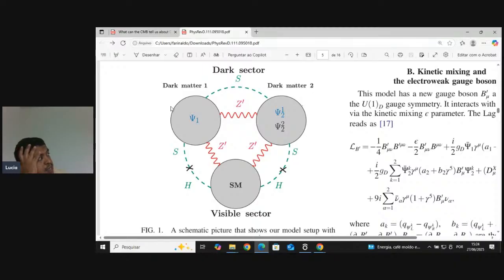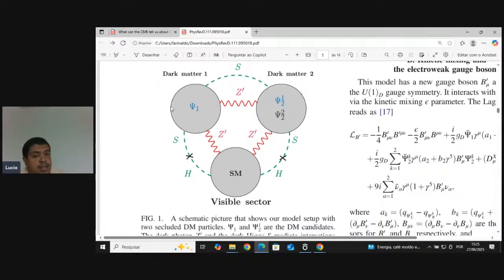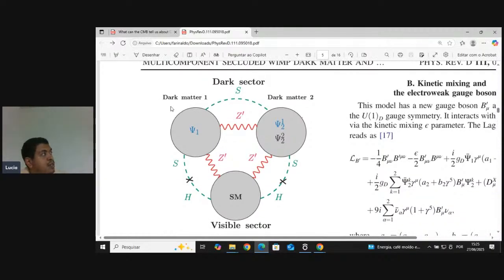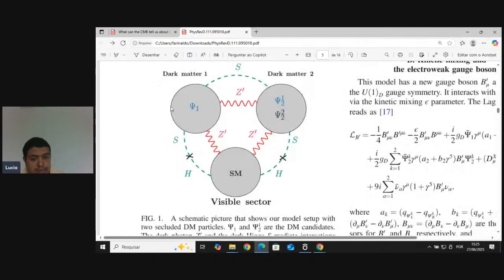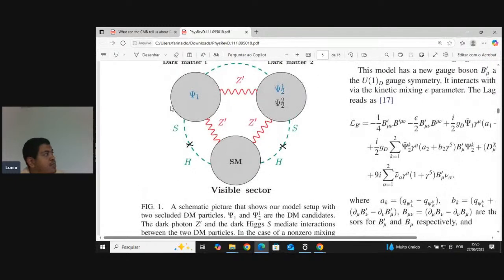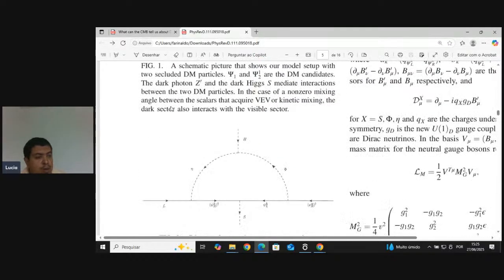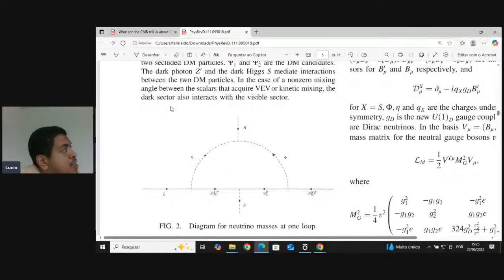Two dark matter candidates in the dark sector: one is a real scalar, and the other has two Dirac fermions, χ1 and χ2, that mix, and the lightest state of them is going to be the dark matter candidate. S and Z' would be the mediators that keep the two dark matter candidates in thermal equilibrium in the dark sector, and they can also act as a portal of communication with the visible sector if the kinetic mixing and the mixing angle between the Higgs and dark Higgs are not negligible. So this is the Feynman diagram that gives a Dirac mass for neutrinos at one loop.